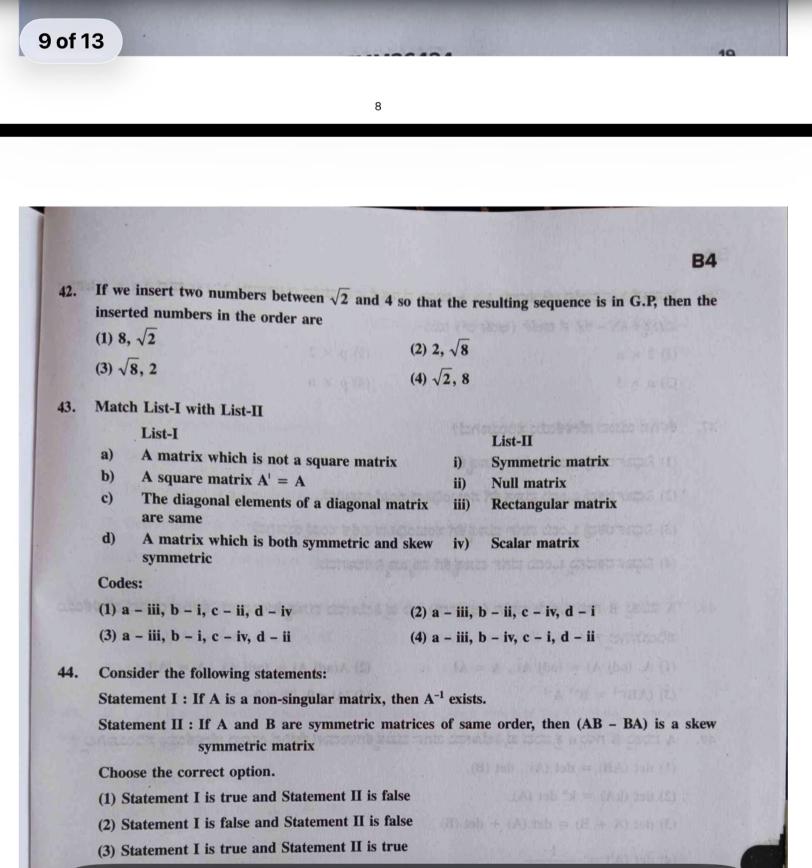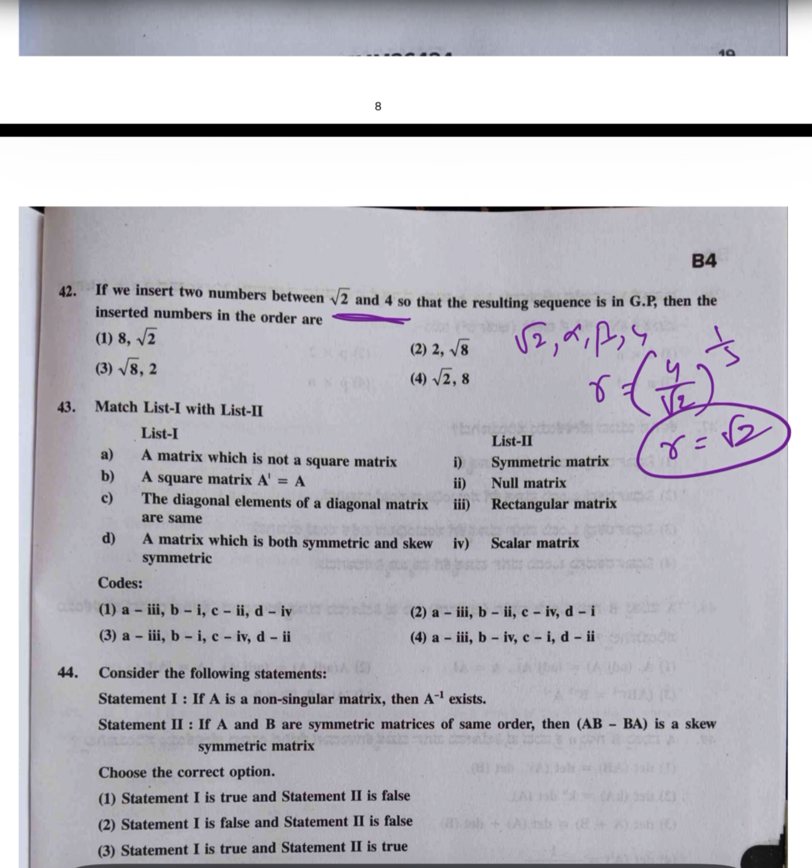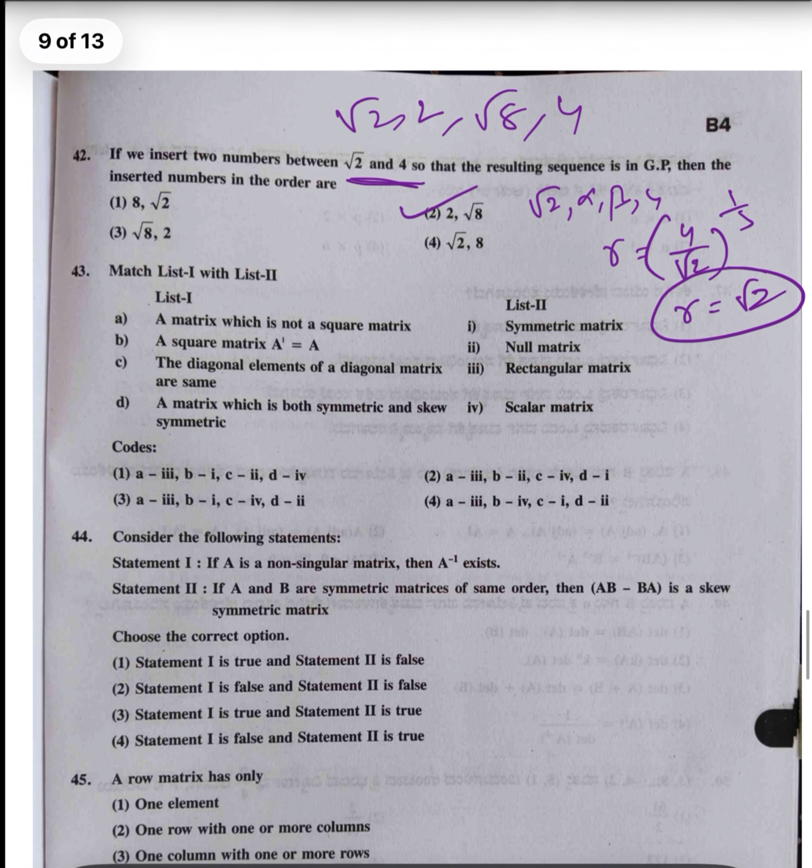Now root 2 and 4, the resulting sequence is in GP, inserting two numbers in between. So that one is alpha, one is beta and 4 suppose. Then common ratio, if you insert two numbers in between root 2 and 4, the common ratio is (4 by root 2) whole power 1 by 3. So that r equal to root 2. So if the first term is root 2, common ratio is root 2, then the second term is root 2 into root 2, that is 2. Third term is 2 root 2, that is root 8, and fourth term is 4. Right.